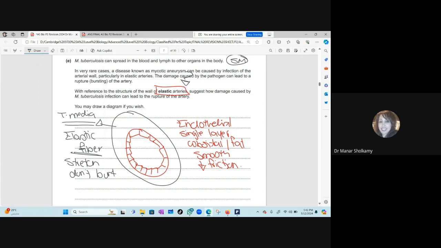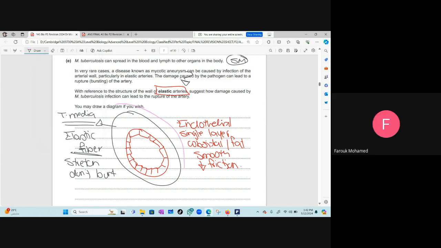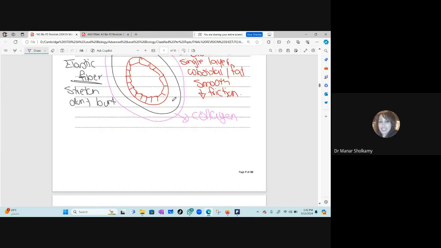Now, talk to me about the last layer. The tunica externa just has mainly collagen. And what is the function of the collagen? It prevents it from bursting. Yes, it does prevent it from bursting, and provides support and strength, and it helps it to attach to the adjacent tissues. Okay, good.